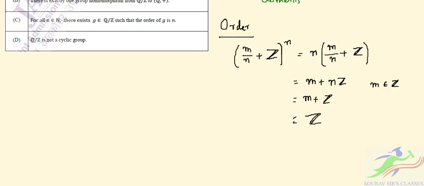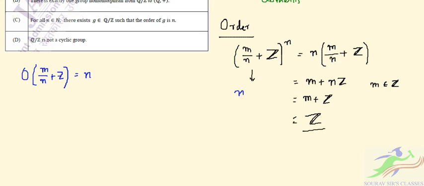So this is the identity element of this group. What is the order of this element then? The order of this element is n. So we can write it this way: the order of m by n is n. This Z is the identity element of this group Q by Z, and the order of each element of this group is finite.